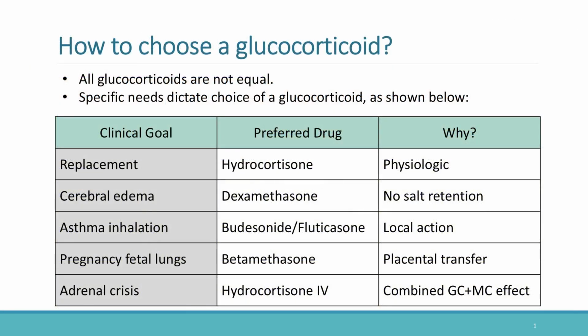All glucocorticoids are not equal. Drug selection depends on the clinical goal. Hydrocortisone or cortisol is preferred for physiologic replacement, dexamethasone for cerebral edema, inhaled steroids for asthma, and betamethasone for fetal lung maturation. This table emphasizes an important clinical principle: pharmacologic design determines therapeutic utility.